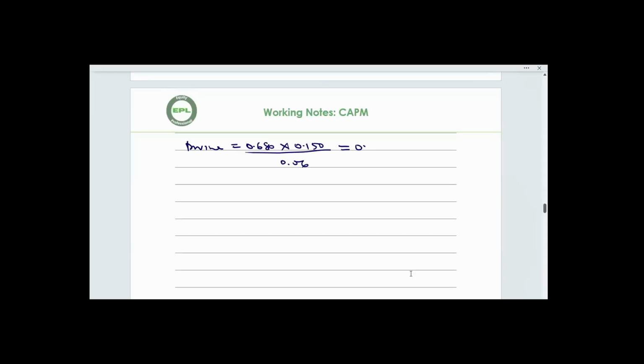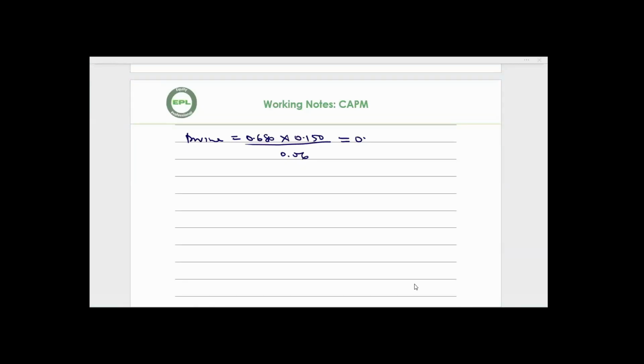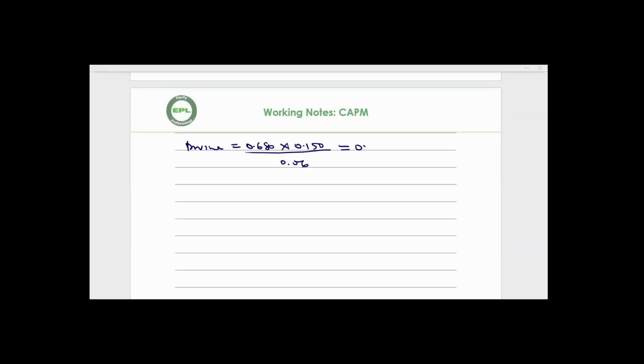Give me the correlation coefficient of Divine. 0.680. Sorry, 0.680, not 660. Okay. So multiply by the standard deviation of Divine, 0.150, divided by 0.06. What do we have? 1.7. Okay, here is 1.7.